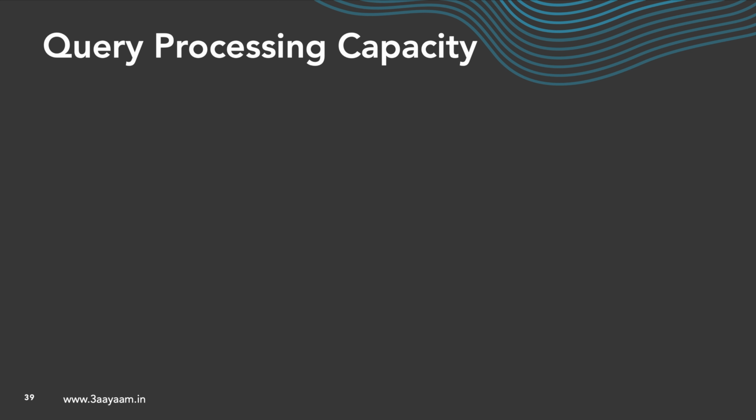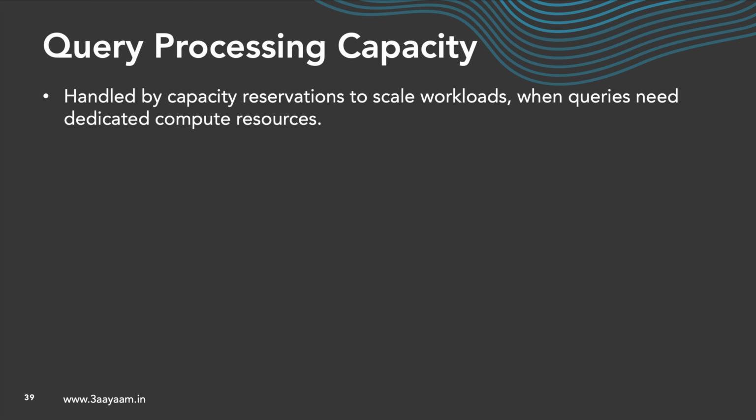Then what is query processing capacity? We can provision dedicated compute resources and attach them to a particular workgroup, so that any queries that run in that workgroup will use that amount of query processing. It is essentially handled by capacity reservations, and it is used to scale workloads when queries need dedicated compute resources. The major use case for query processing capacity is to enable concurrent query runs. If you have a lot of queries running together concurrently using Athena, then we can provide dedicated compute resources for those queries.